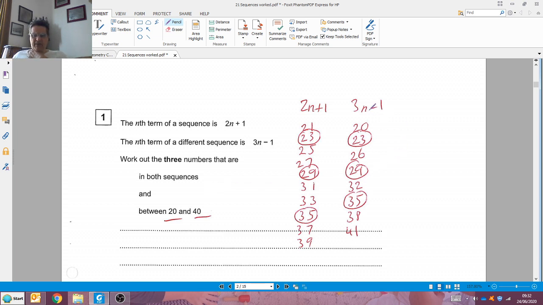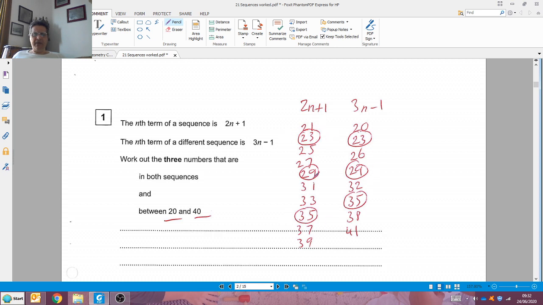Let's have a look. I think I must have put 7 in there. 3 7s are 21. Take away 1 is 20. Then I just kept adding 3s because it's a 3n rule. So just keep going all the way. I could have put 41 there, but I would have gone outside the limits.